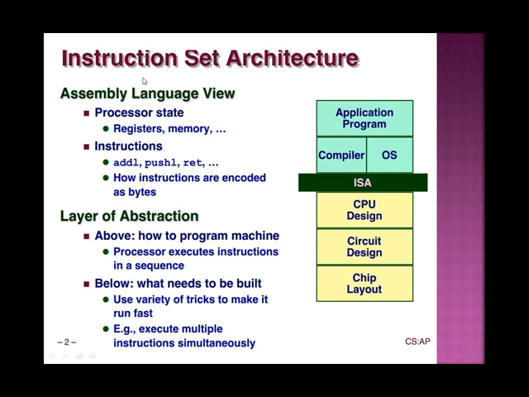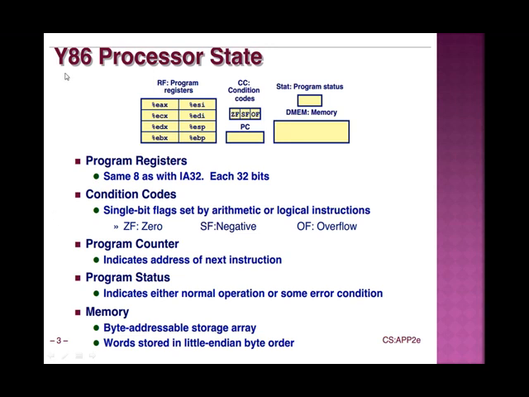Then we talked about the instruction set architecture, that is ISA. There are multiple parts, the above part and the below part. The above part indicates how a program executes, and the lower part indicates how multiple instructions execute at the same time. This is the assembly language view. These are the instructions. Then Y86 processor states: program registers, CC condition codes, PC, program status and memory.